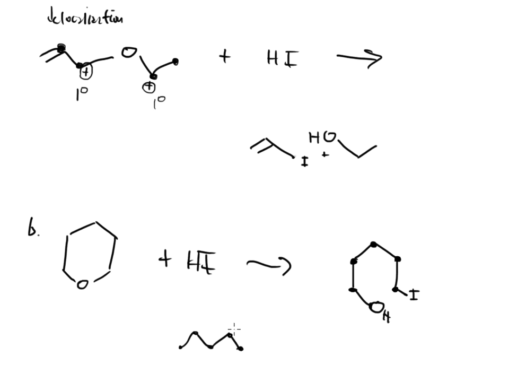The ring opens up into a straight chain. And then it looks like on carbon number 1, I have the OH group, and on carbon number 5, the other end, I have an iodine. So if you want to redraw it, maybe a little bit better, more representative of what it's supposed to be, you can do this step.